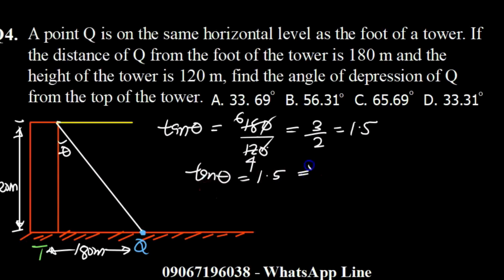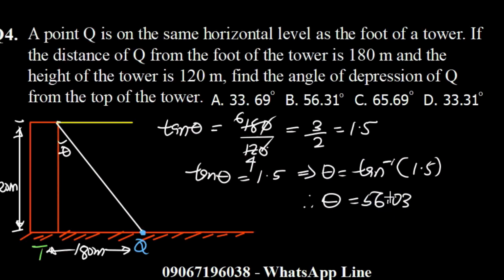What is theta? Theta is going to be tan inverse of 1.5. So therefore theta is 56.3 degrees. Take note of that, 56.30 degrees. So this is the answer to this question, approximately 56.30 degrees.